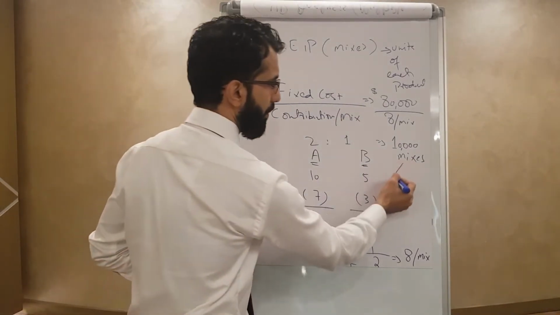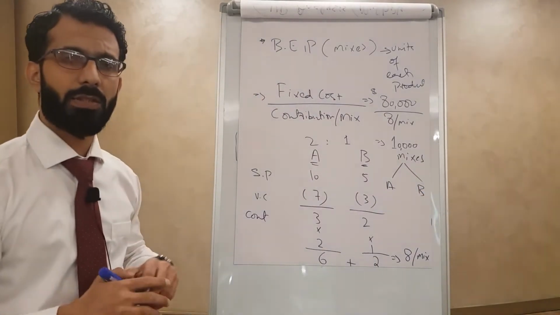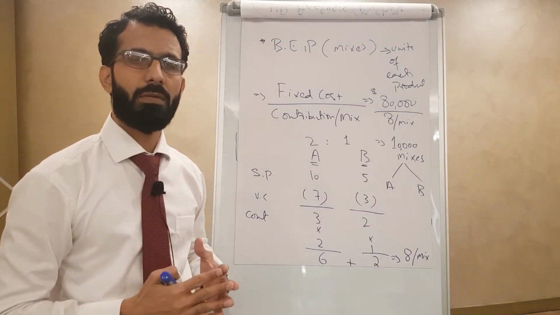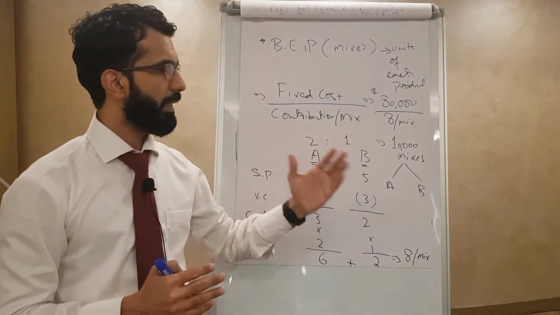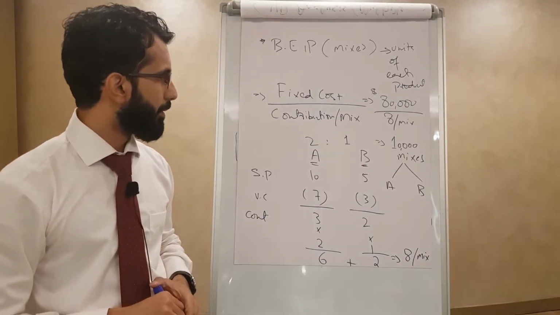So if you want to do further analysis on how many units of each product, you can consider the ratio and determine the number of units of product A and B that you could separately produce and sell.